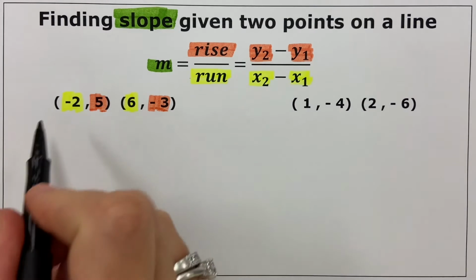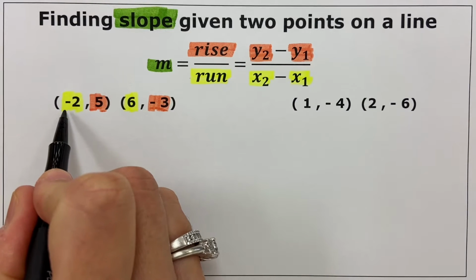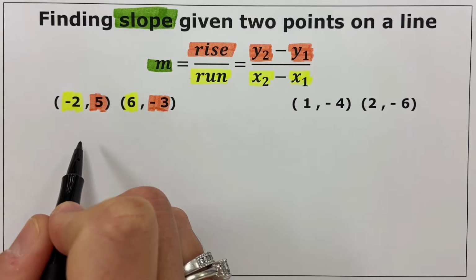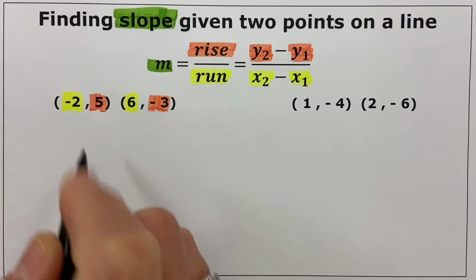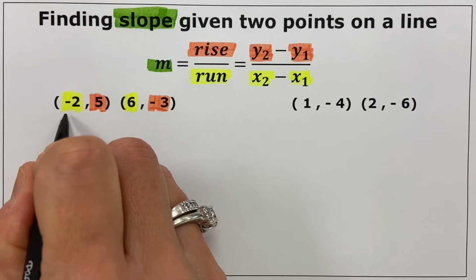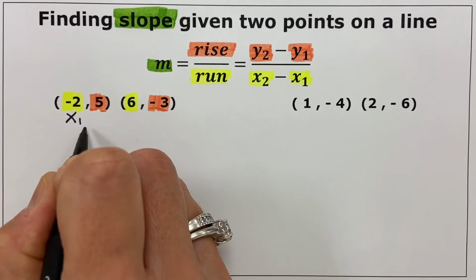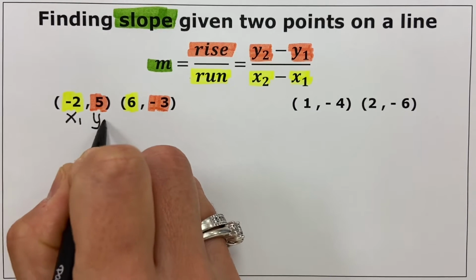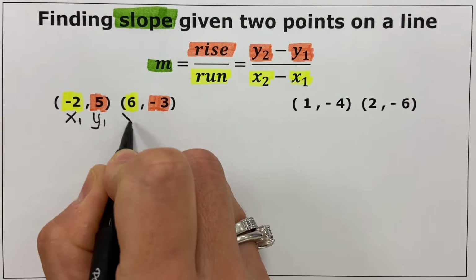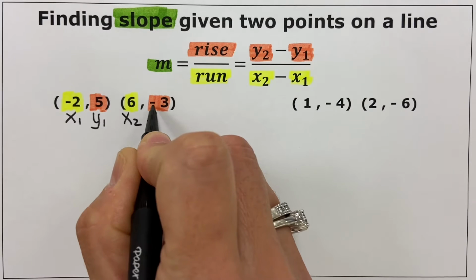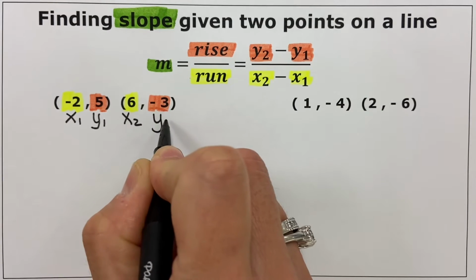In this first example, let's refer to -2, 5 as our first point and 6, -3 as our second point. That means that -2 will be x sub 1 and 5 y sub 1, and the 6 from our second point will be x sub 2, and -3 will be y sub 2.